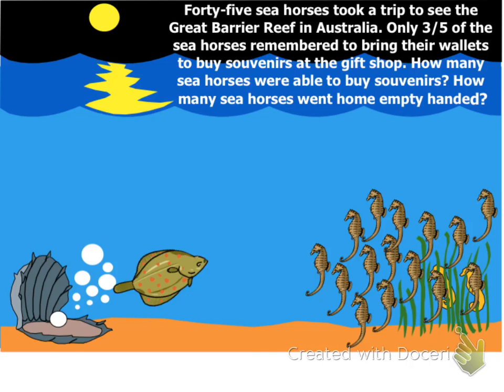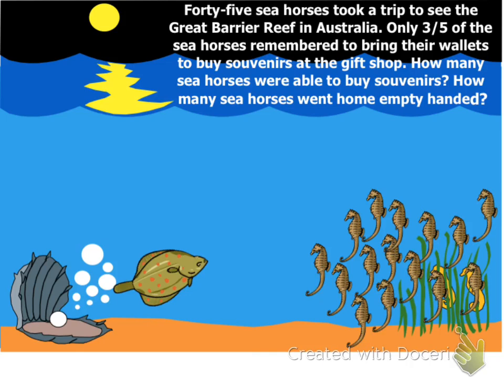Okay, so 45 seahorses took a trip to see the Great Barrier Reef in Australia. Only 3/5 of the seahorses remembered to bring their wallets to buy souvenirs at the gift shop. How many seahorses were able to buy souvenirs? How many seahorses went home empty-handed? Now, if you're a good problem solver, you will have read this problem a couple times. But let's figure out some important information here.